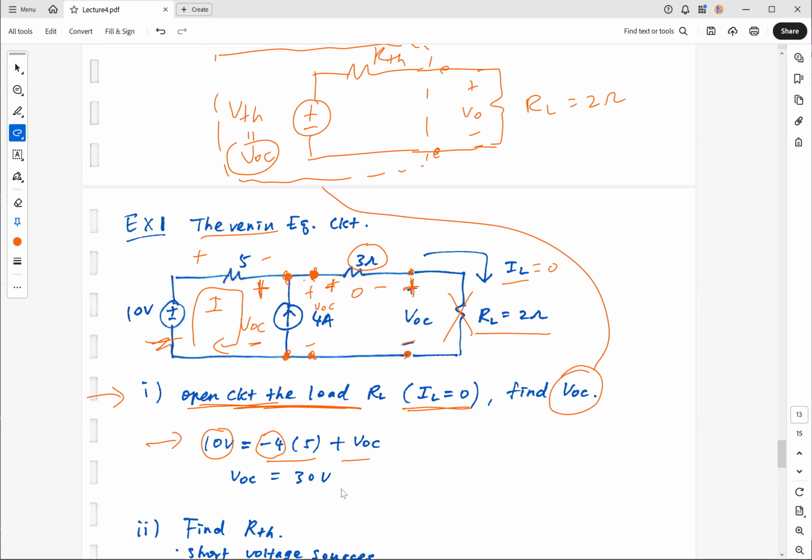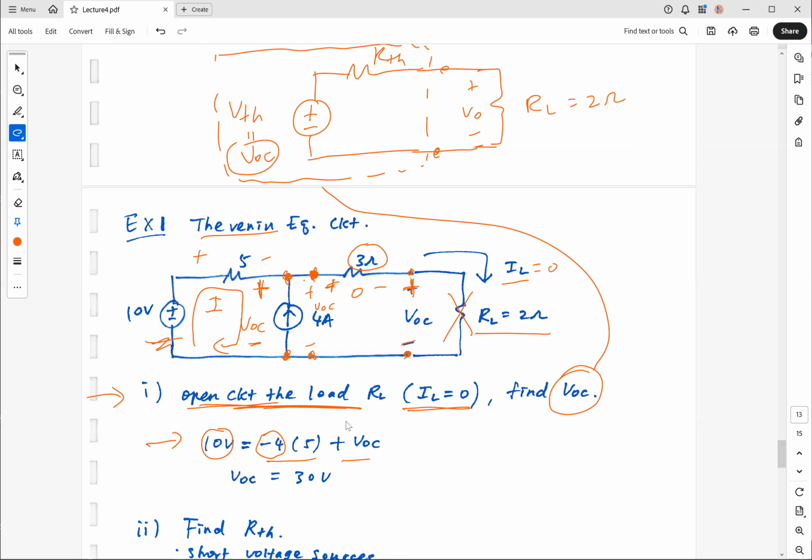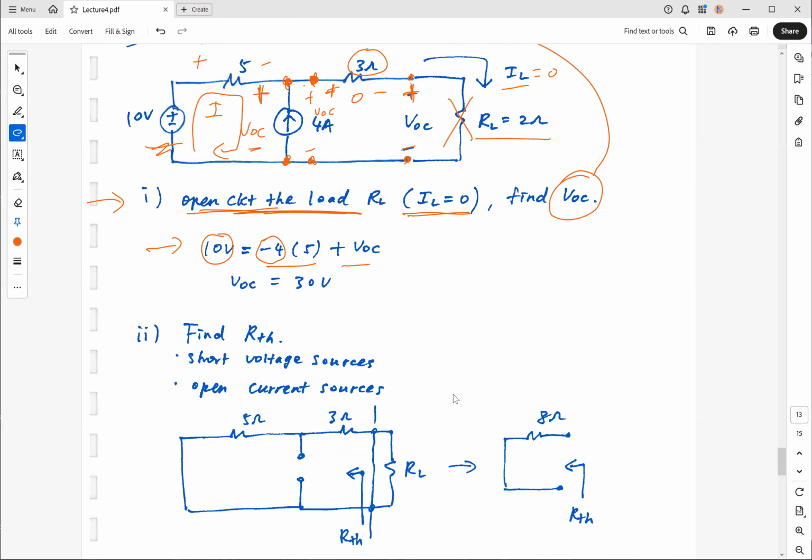So we just need to solve for VOC. It turns out to be 30 volts. All right, I probably wanted to clean up this part a little so that I can show you the next part. Actually, I have the drawing here, so I can reuse this. I'm going to leave the marking here.